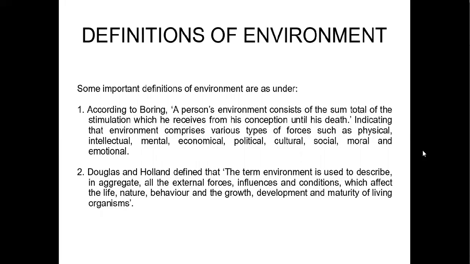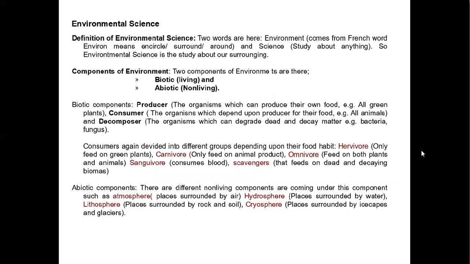So we are going to define the concept of environmental science in the simplest way. Environmental science is two words. It is the study of environment. In a simple way we can say that the study of our surrounding is known as environmental science. As environment means to surround, and science means study of something. So we can easily say the study of our surrounding is known as environmental science.